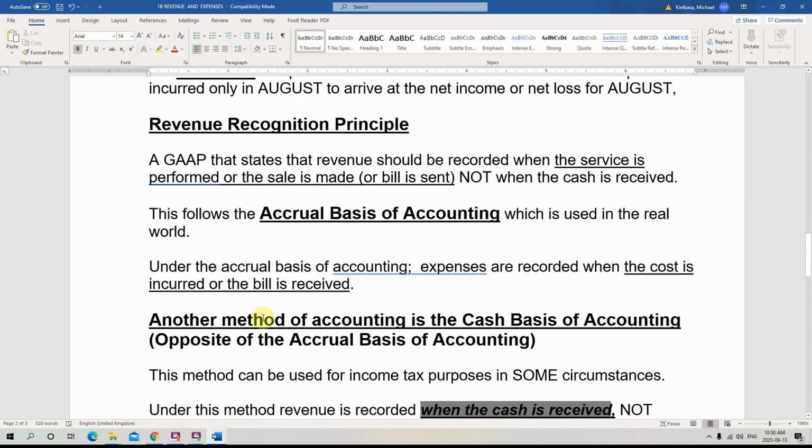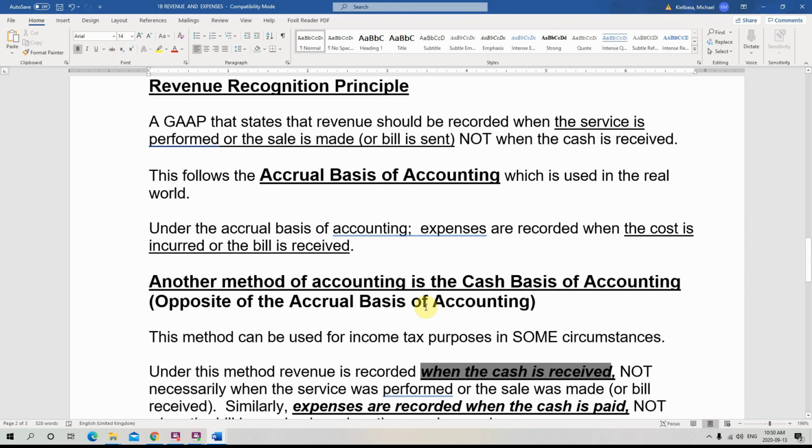Now, there's also another method of accounting, and it's called the cash basis of accounting, and it's kind of the opposite of the accrual basis of accounting, and it can be used in some cases for tax purposes. You just have to understand that there's two different methods of accounting, and they do differ, but we're going to be using the accrual basis of accounting. Now, under the cash basis of accounting, it's got everything to do with cash.